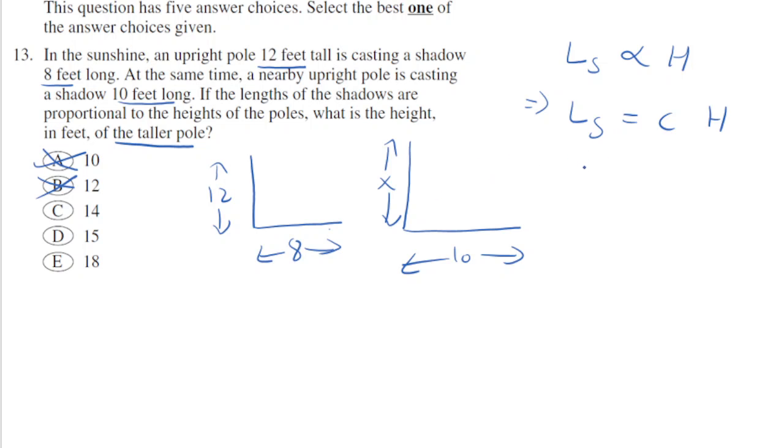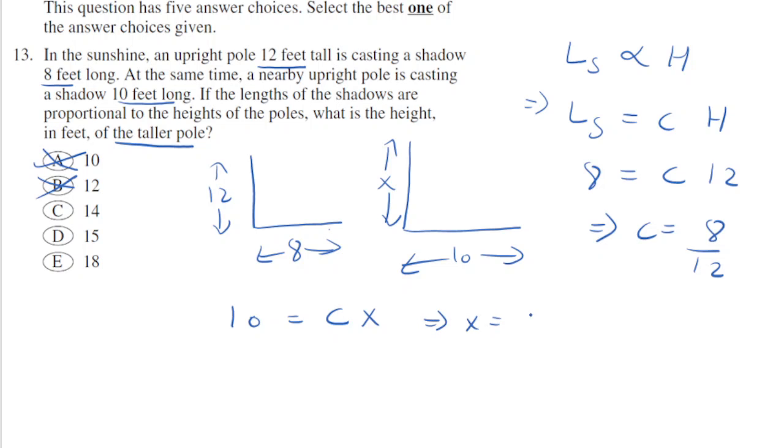So in the first case, the length of the shadow is 8, C is the constant, and the height of the pole is 12, which means C is equal to 8 by 12. Now in the second case, we know that the length of the shadow is 10, constant into height. Height is x in this case. So if I want to find x, I need to solve this. From the first equation, we already know that the value of C is 8 by 12.